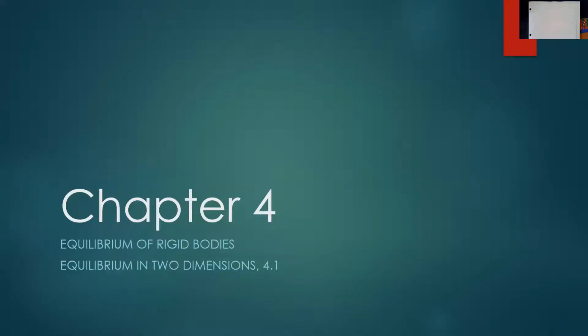Okay, this is lecture 9. This is the beginning of chapter 4, equilibrium of rigid bodies. And you'll probably find that this chapter is a little easier at the beginning than the previous material we've been covering in chapter 3. And then it'll ramp up again as we get into 3D. But I'd say overall, it's probably stuff that you're more familiar with.